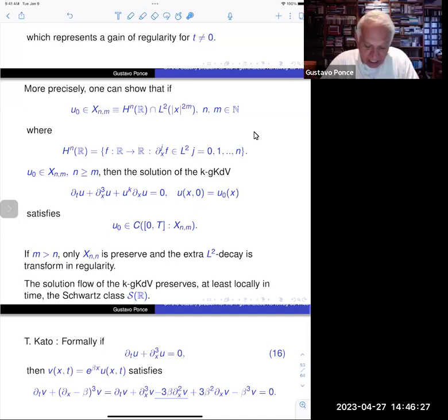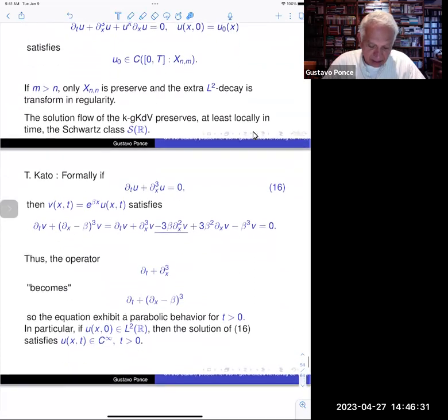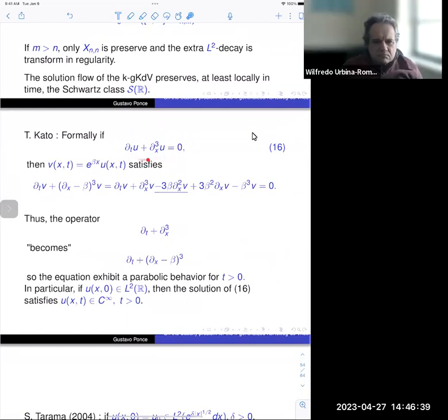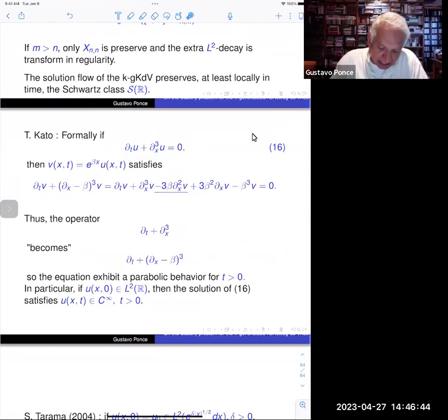Okay, what happens if you have more decay than polynomial? Then this is a cute observation. Suppose that I take the linear part. And suppose that the initial data here satisfy that the exponential of beta x times u of x0 is in L2. And u, okay.